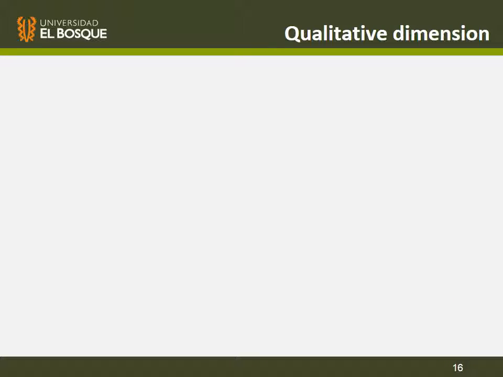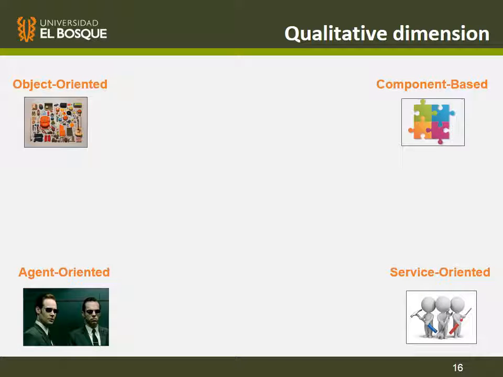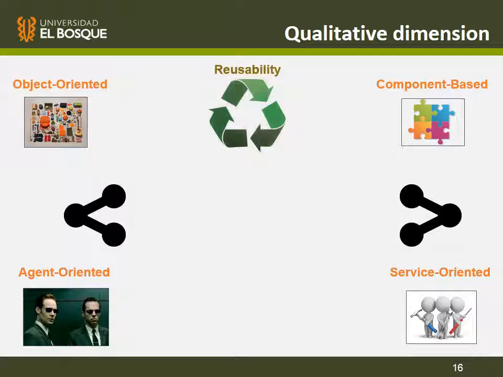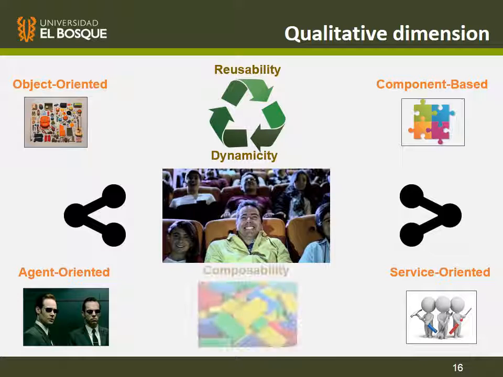The next dimension is the qualitative dimension. In this dimension, the four paradigms, object-oriented, component-based, agent-oriented, and service-oriented, share a few concepts. The first one is reusability, the second one is dynamicity, and the last one is composability. Reusability is the support and ease of a product or a process related to a software development paradigm to be reused. Composability is the support and ease of a software development paradigm to safely combine architecture elements to construct new systems, and dynamicity is the support and ease of a paradigm to develop applications that can adapt their behavior dynamically.